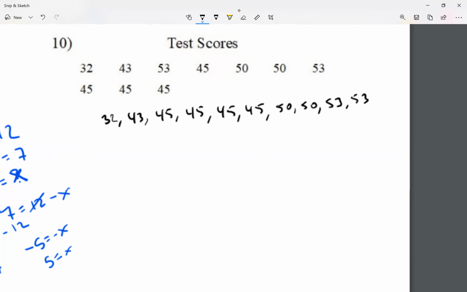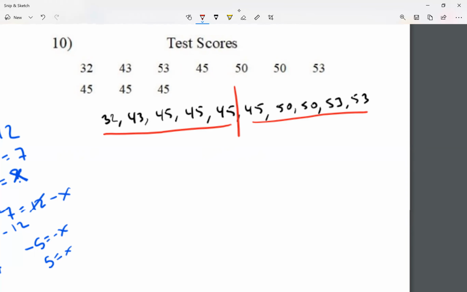Okay, so I put all my numbers in order. Let me draw a line right in the middle, because that's my median. Funny thing is there's 10 numbers, right? If you see my list, it's a list of 10 numbers. So the middle will be right here. Notice how there's 5 numbers on the left, and there's the same amount of numbers on the right.